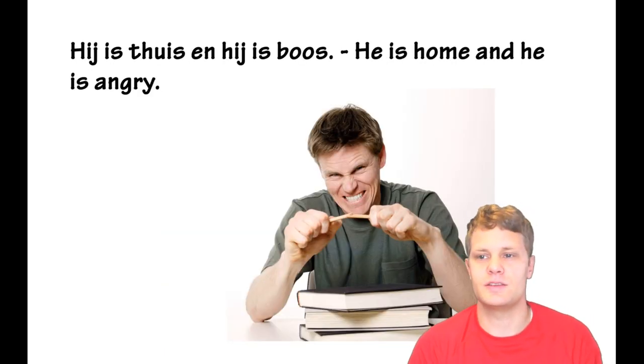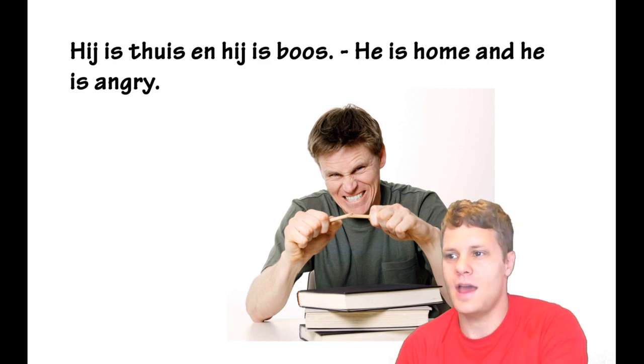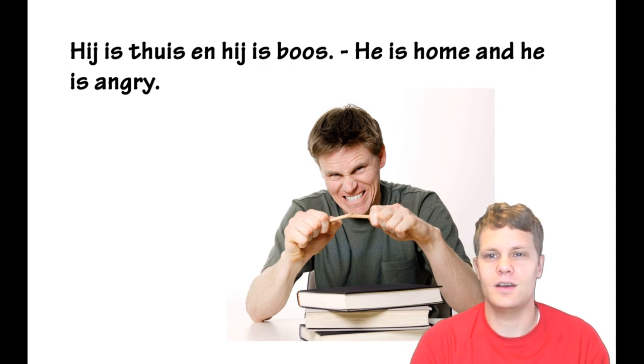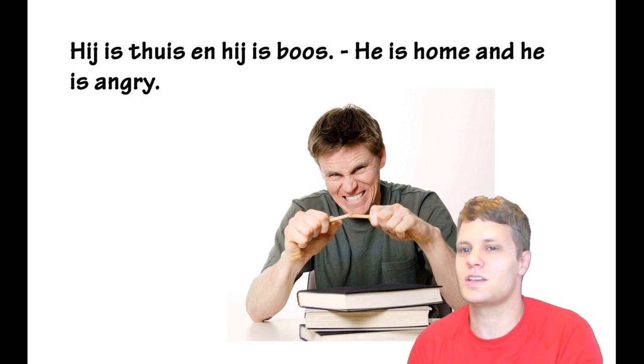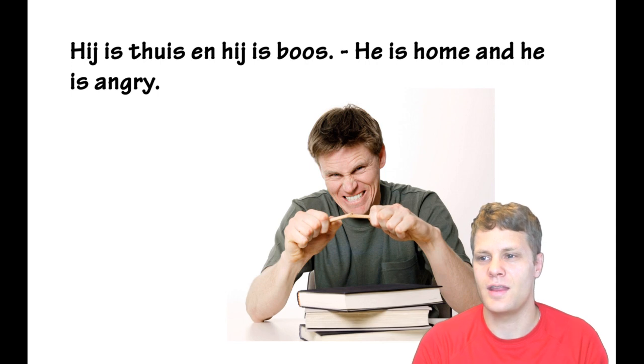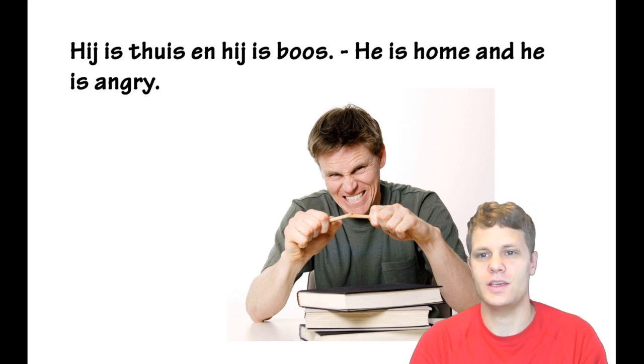This is a very simple sentence that doesn't have any inversion. Hij is thuis en hij is boos. He is home and he is angry. So in Dutch, with the word en, you don't have to invert it. Unless the whole sentence is reversed anyway, and the en is somewhere in the middle, but let's not go into that. If it's just the word en as a conjunctive, then it's simple, there's no inversion. Hij is thuis, he is home, and hij is boos, and he is angry.